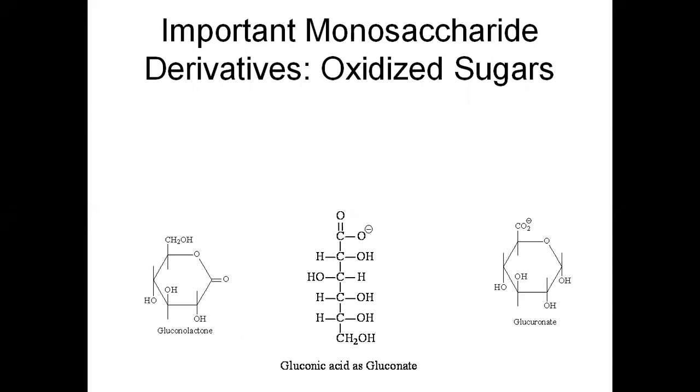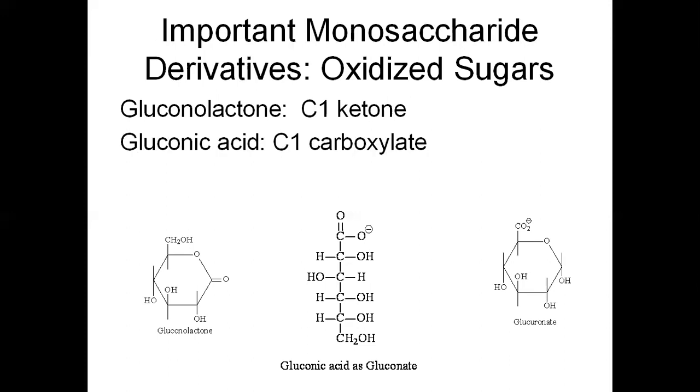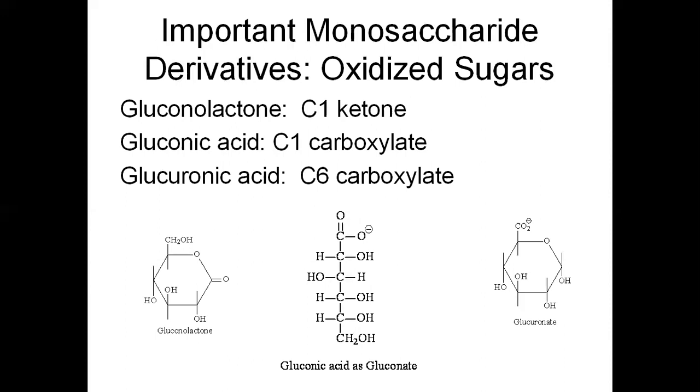There are also oxidized sugars which are important. A lactone is when the carbon 1 oxygen is present as a ketone. A gluconic acid is when the C1 is present as a carboxylic acid, which can only happen in the open chain form. And glucuronic acid, or glucuronates, which are oxidized to a carboxylate at the number 6, C6 position. Note that the pK values of these are such that they are charged at physiological pH, and that's why we say gluconate and glucuronate to indicate that charge.